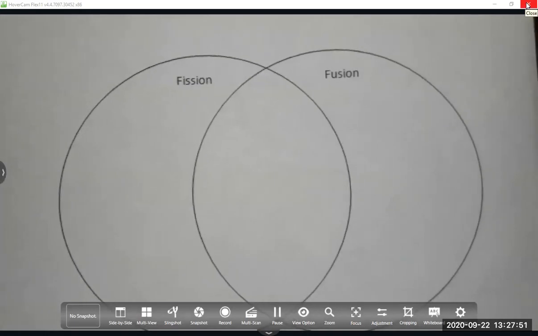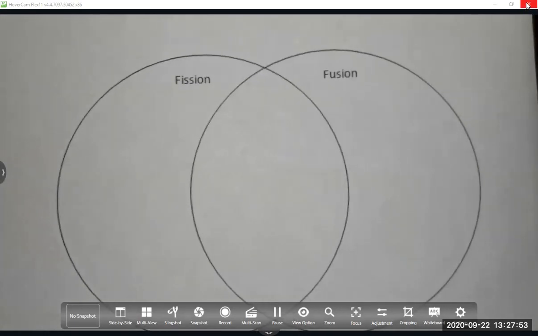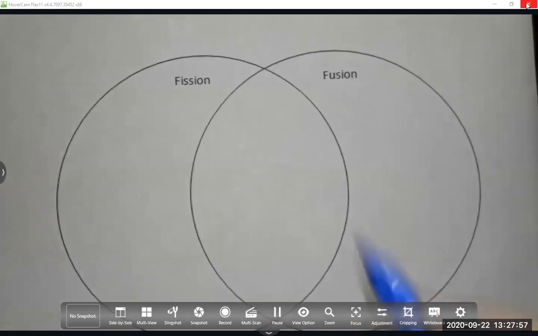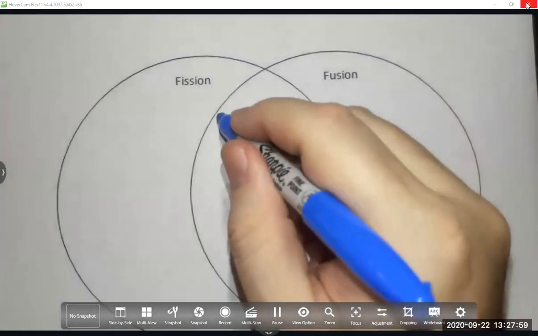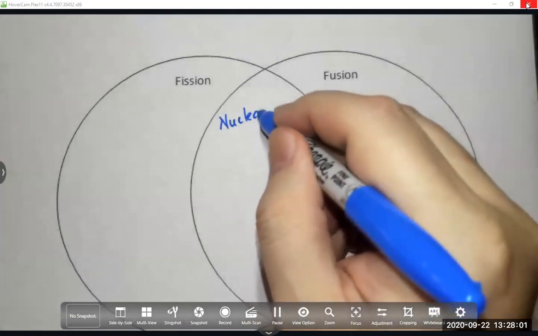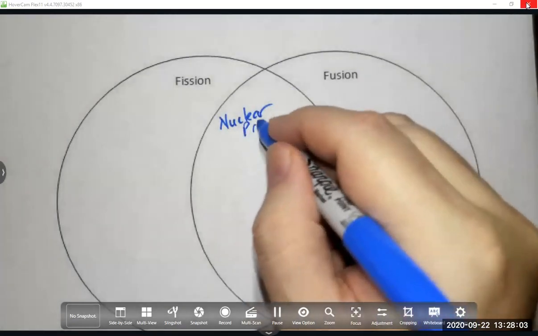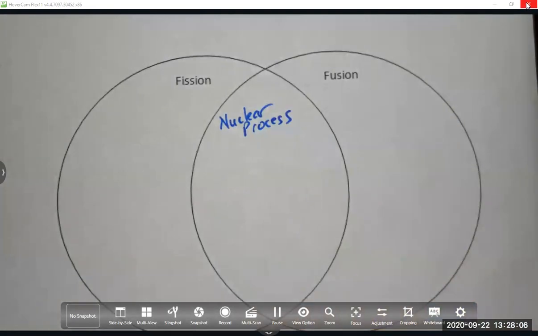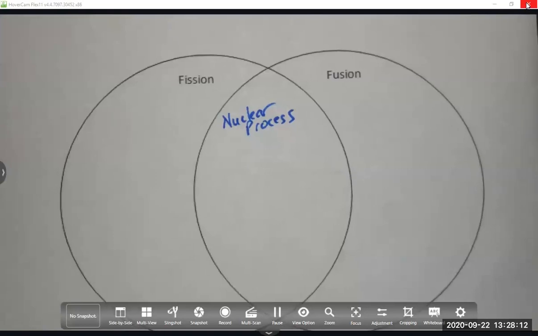All right, in this video I want to go over just the similarities and differences between fission and fusion. So we'll start with the main one. They are both nuclear processes. And what we mean by that is just very simply involving the nucleus of the atom. That will take us to our first big difference then.